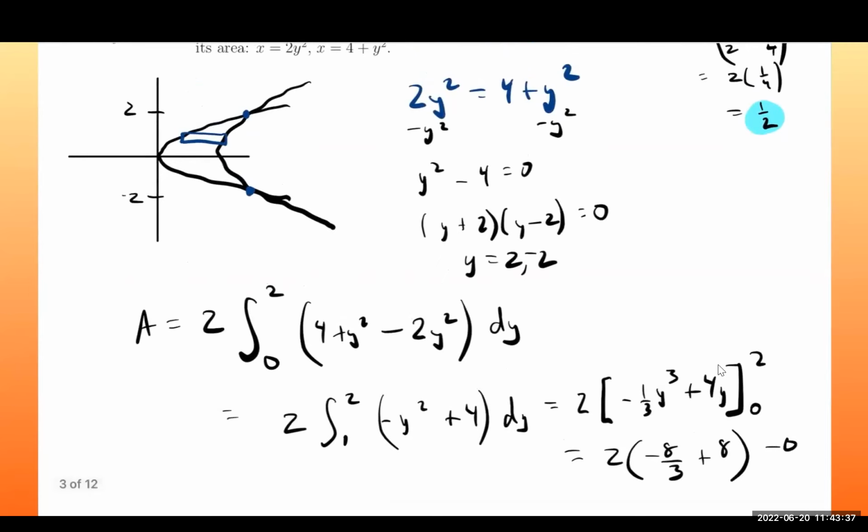All right, and I'm running out of room, so I'm just going to continue up here. This is going to be a 1, so that's going to be times 3. That's going to be 24 minus 8, which is 16 thirds. So it's going to be 2 times 16 thirds, which is 32/3. And that should do it. That is our final answer. And that concludes this section.